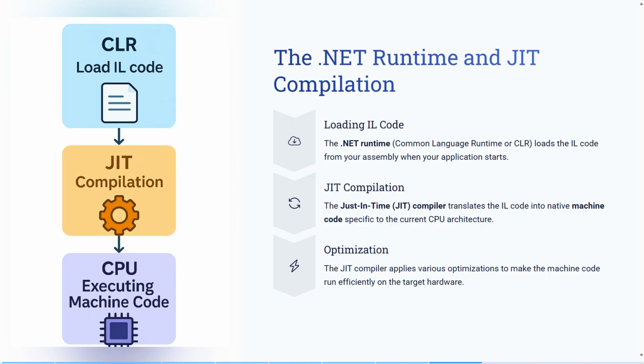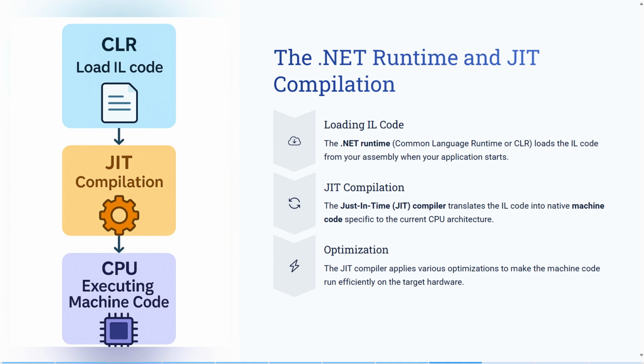When you run your .NET application, the .NET runtime, or Common Language Runtime (CLR), reads the IL code from the executable or the DLL file created by the C# compiler. Then when the execution of code starts, the just-in-time compiler translates the IL code into native machine code specific to the current CPU architecture.